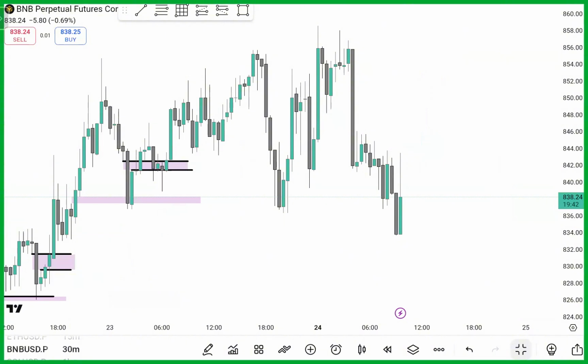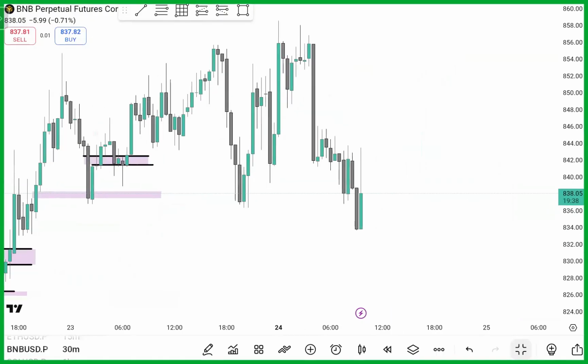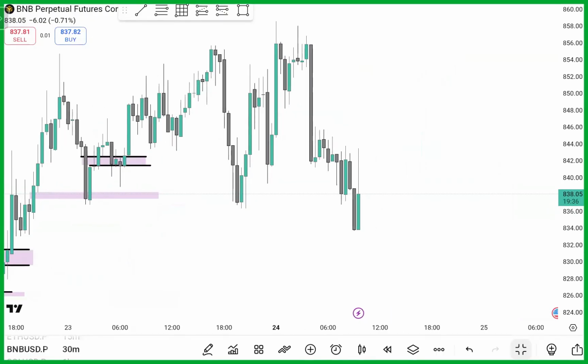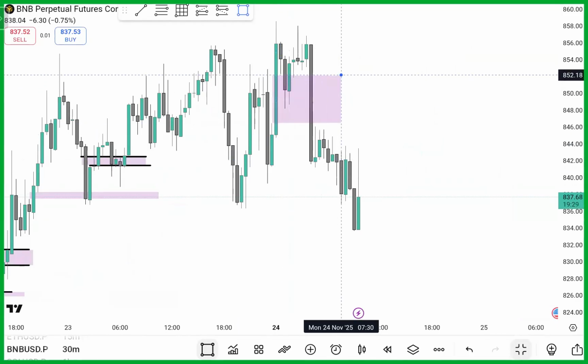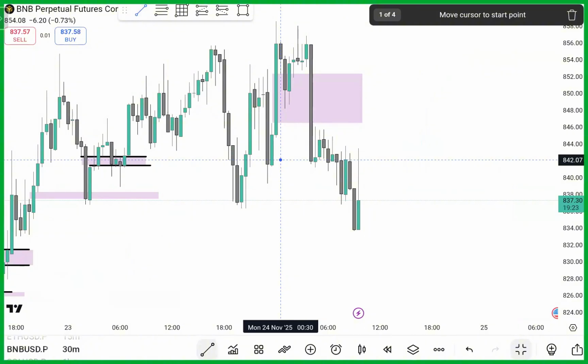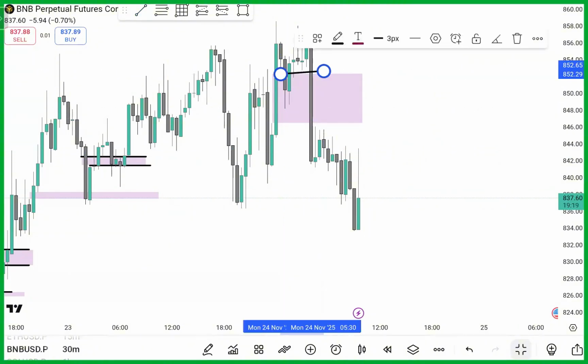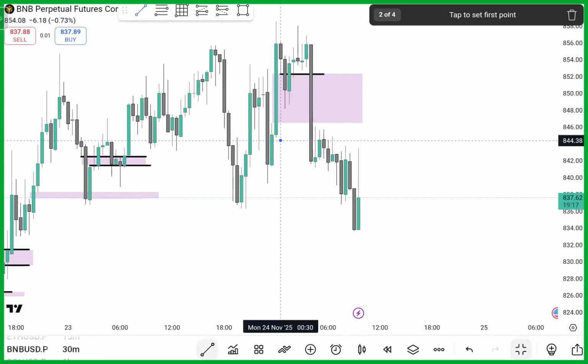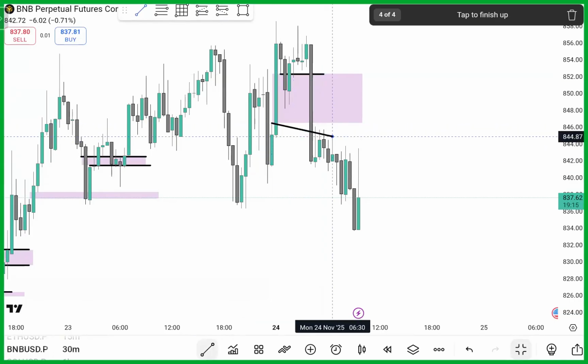Just watch and see. Let me start from this one. Check this. That is an inversion fair value gap. That is an inversion fair value gap.